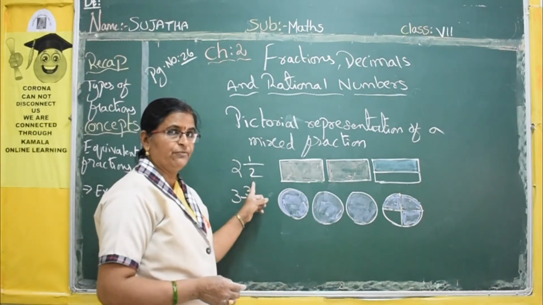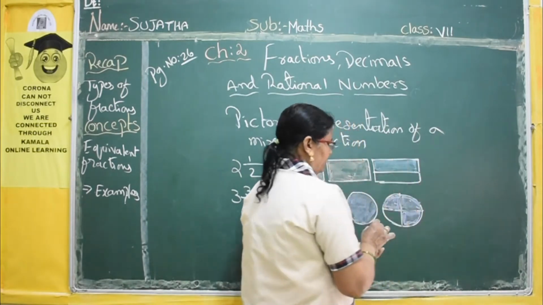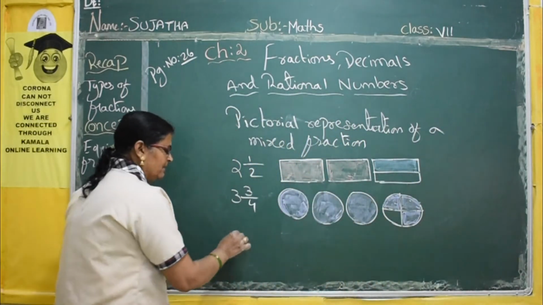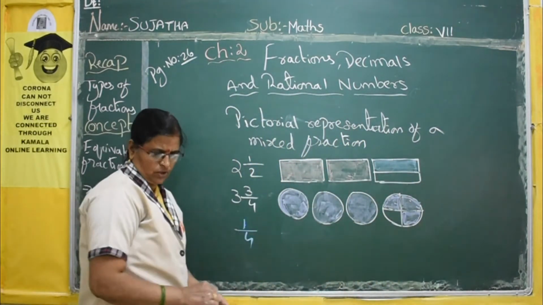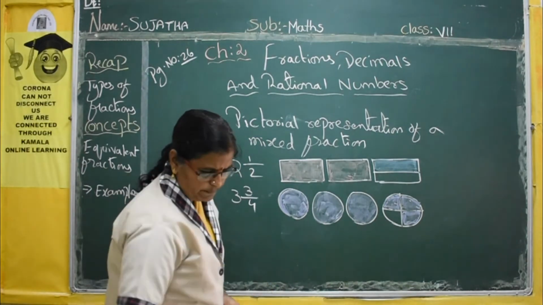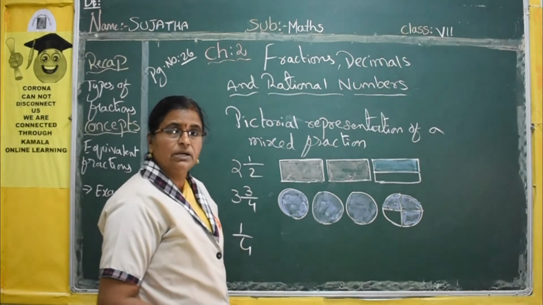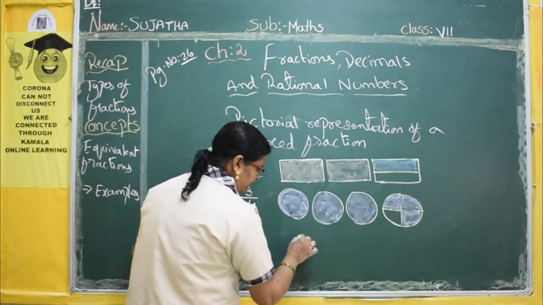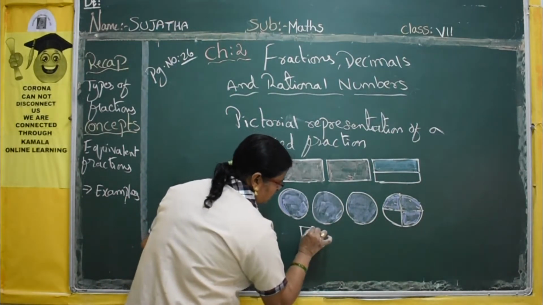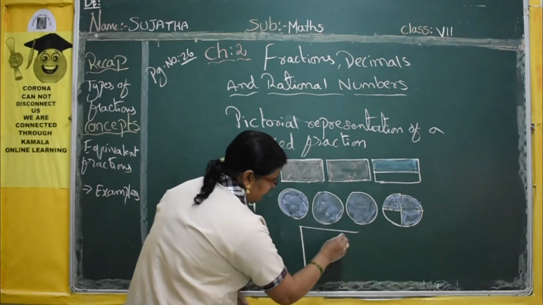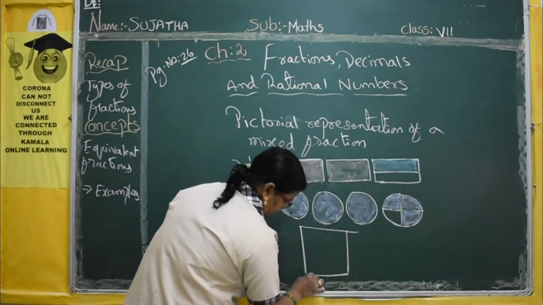Now you got 1 by 4. Only 1 by 4 you have to draw. How can you draw only the 1 by 4 representation? Only 1 by 4 pictorial representation I want. So what will I take now? I will take one big square.